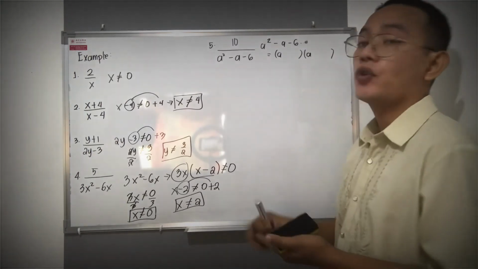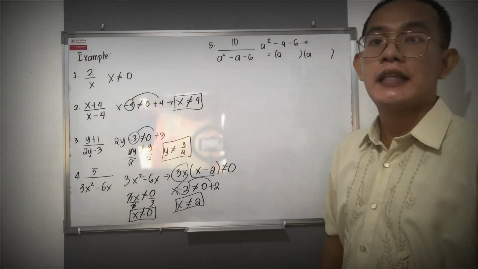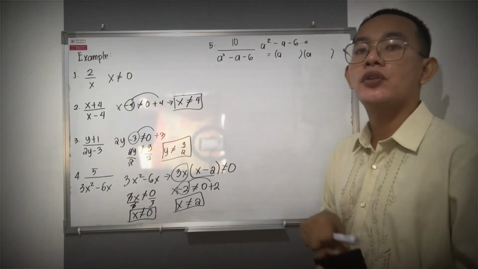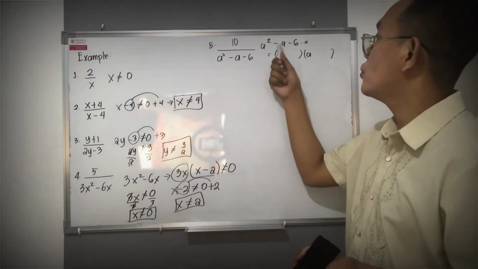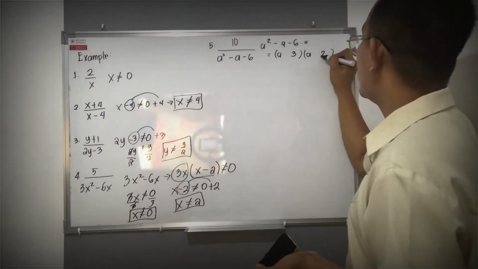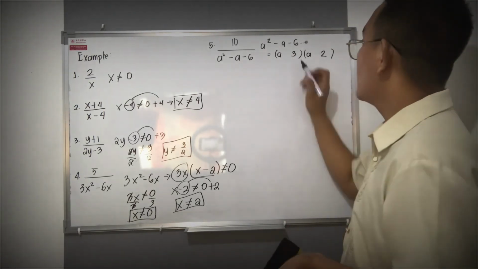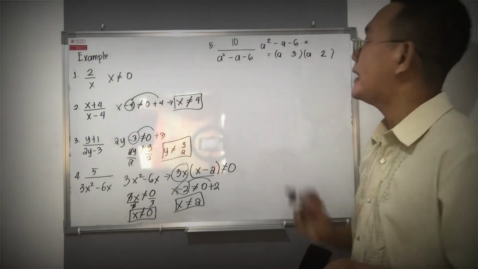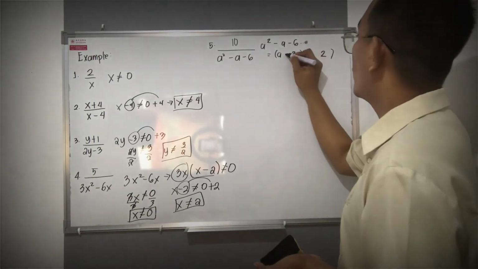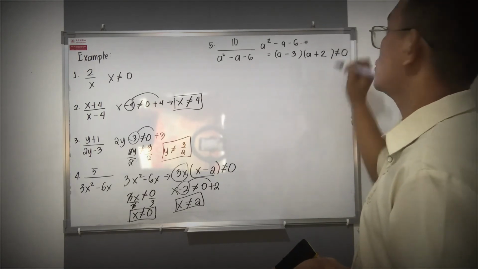We have the factors 2 times 3 or 3 times 2. 2 times 3 is 6, and 3 minus 2 is 1, so that is what we are looking for. Since our sign is negative, the higher value among the factors is the negative one. So we have a minus 3 times a plus 2, not equal to 0.